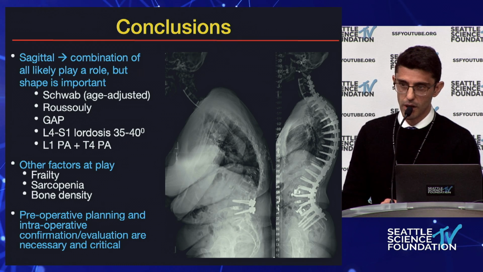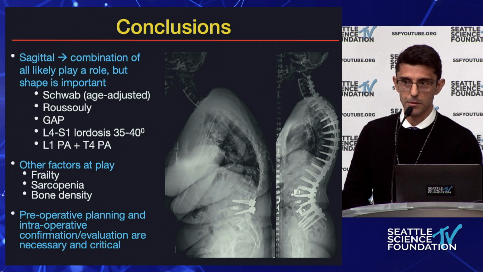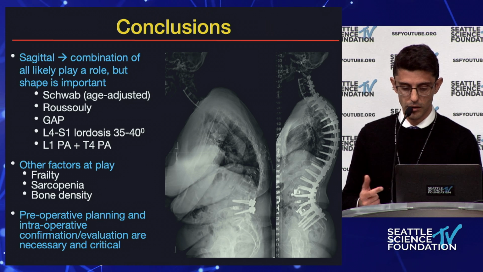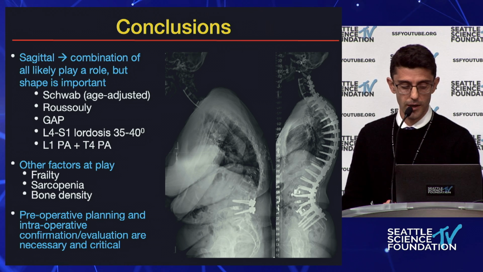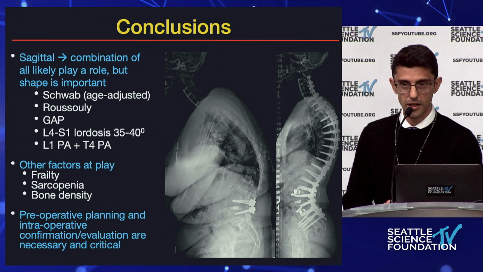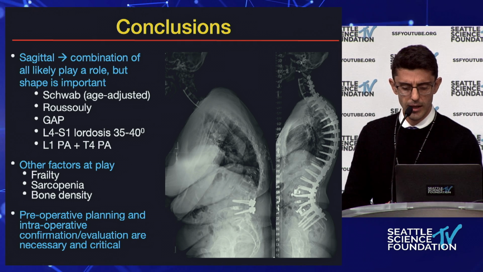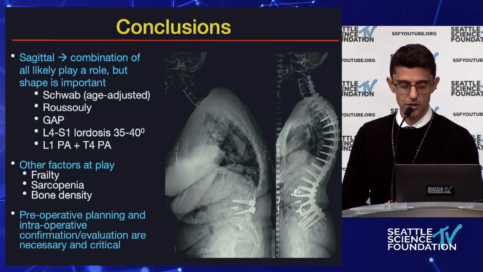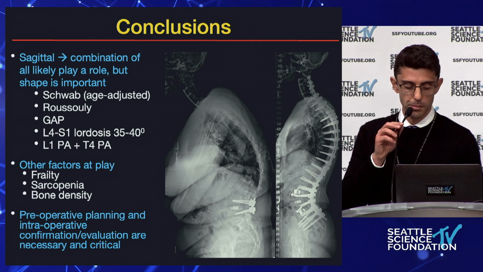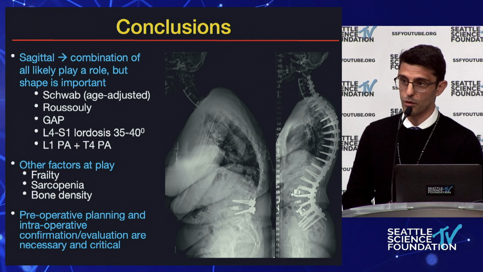And then in the sagittal plane, there's a lot of things that we can look into, but a combination of all of them likely plays a role. Shape is important. I strongly believe that. So understanding Roussouly, understanding the nuances, the GAP score, the L4 to S1 lordosis of 35 to 40 degrees, I think is critical. And then assessing the thoracolumbar junction with respect to the pelvis and where that's positioned is also important. Other factors are at play, as we just mentioned, and may ultimately trump alignment. I think TBD on that. But ultimately, preoperative planning as well as intraoperative confirmation evaluation are necessary and critical.